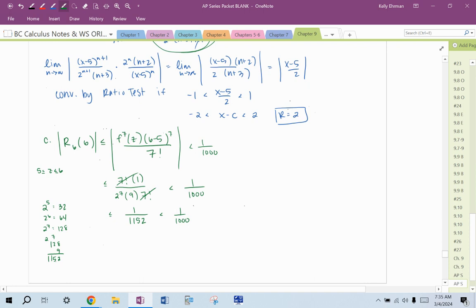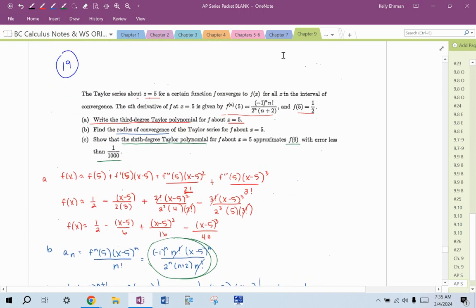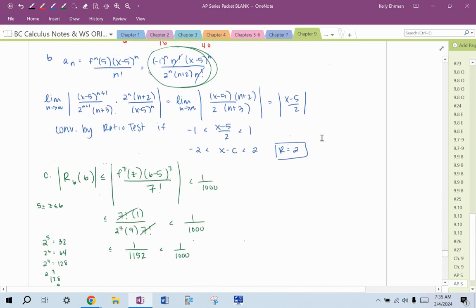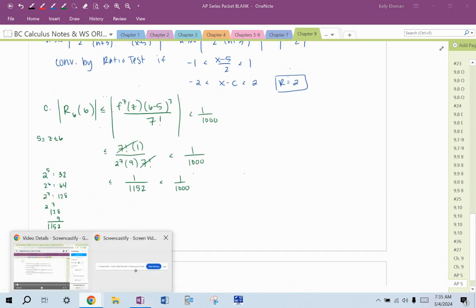So I'm just showing the Lagrange form of the error. It didn't matter where the center was because you're not actually plugging an x into this formula. This formula just uses the number of the derivative, so we're okay there. All right, that was the last odd problem in the packet.